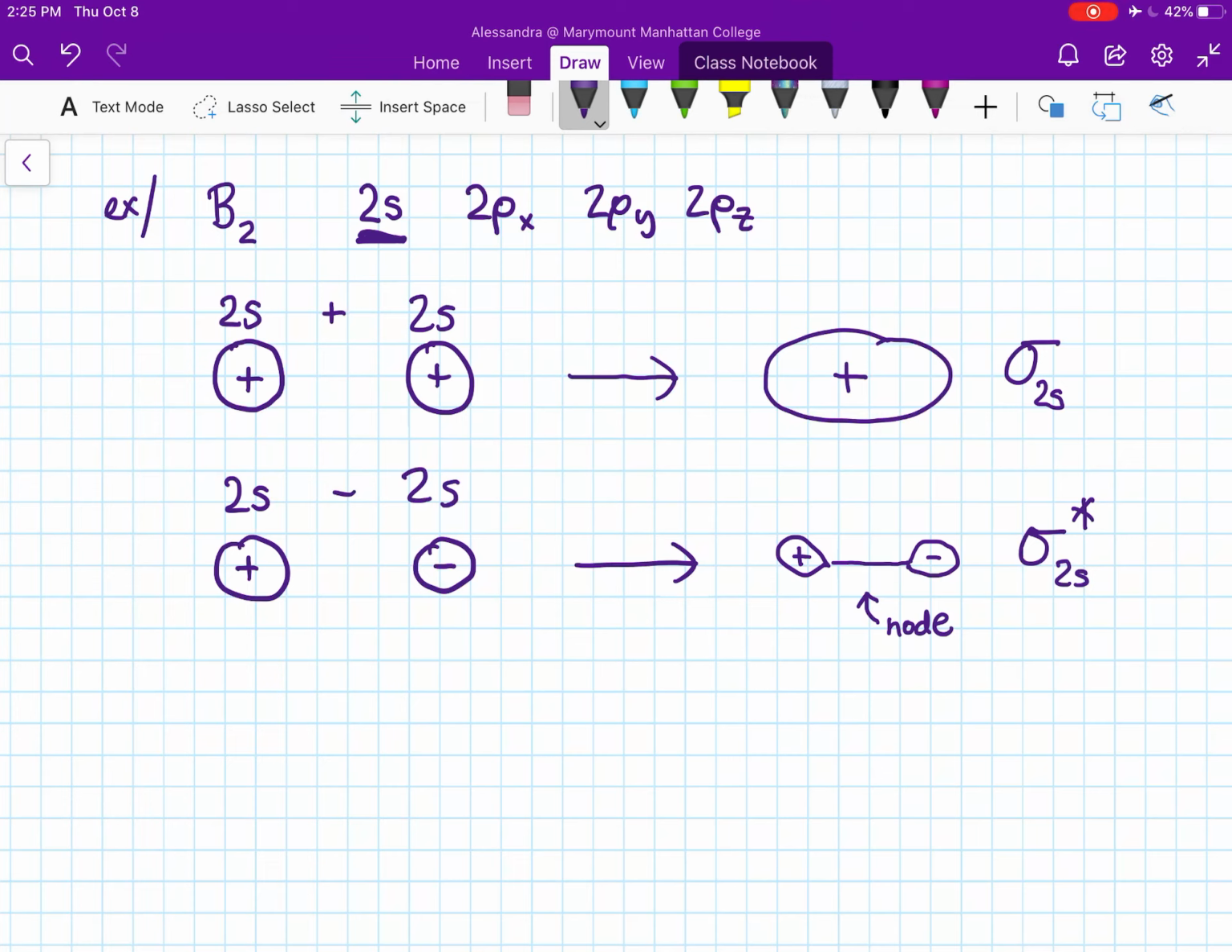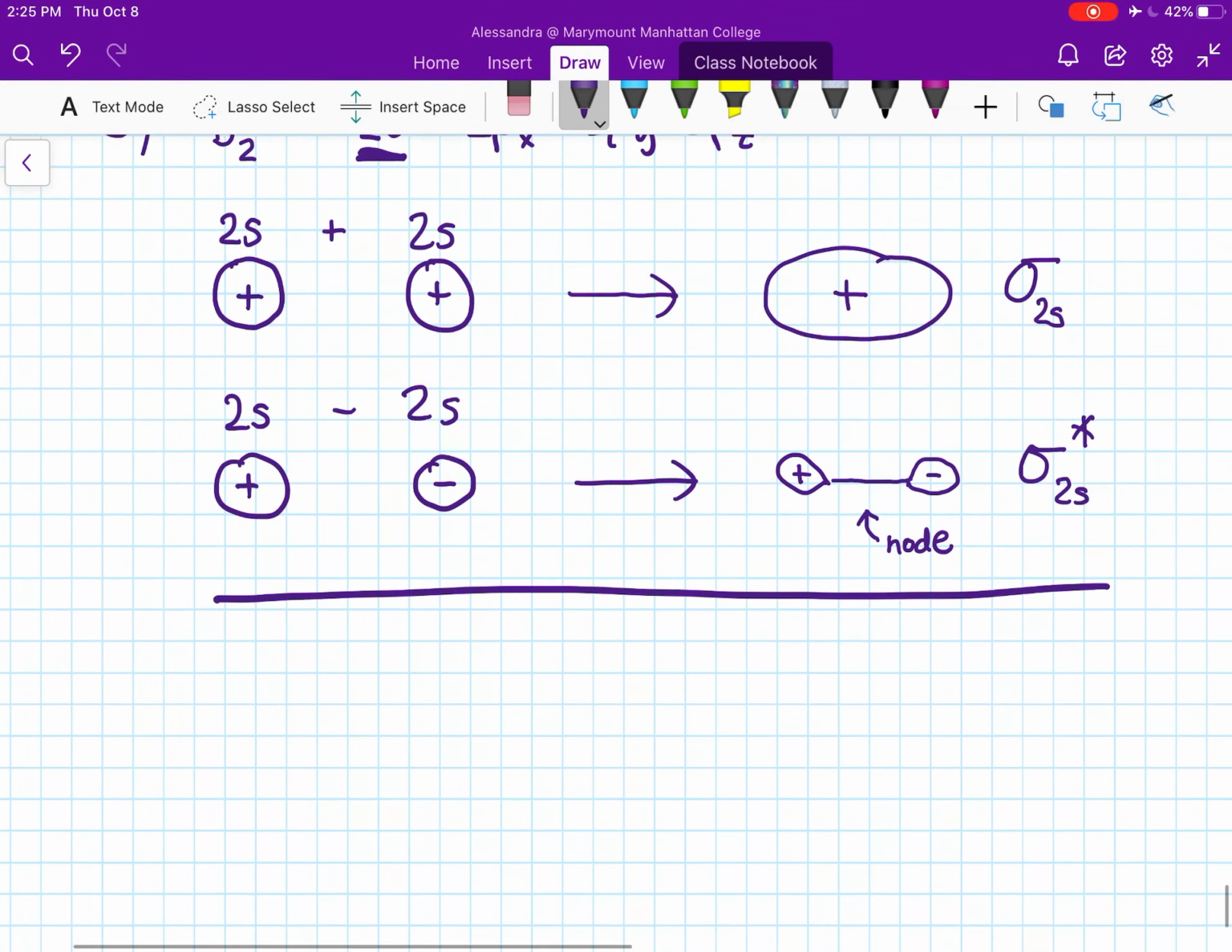So that takes care of the overlap of the 2s orbitals. Now I need to think about what happens when the 2px, 2py, and 2pz orbitals on the borons overlap, and if they're going to do so constructively, destructively, or both. And of course, the answer is both. So 2px can interact with 2px.